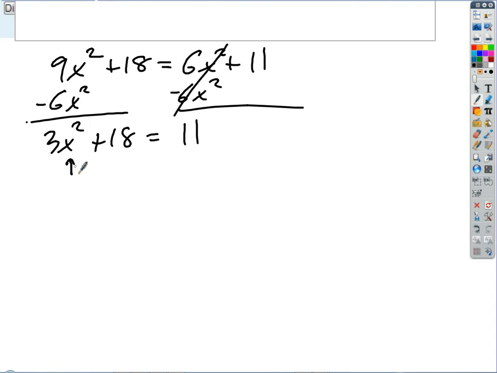So what are we going to do? Minus 18. Good. Isolate. So subtract 18. So 3x squared equals what? Negative 7. Divide by 3. And I get x squared equals negative 7/3. So now what? You do the square root. Okay, so x would equal the square root. What did I forget? Plus or minus.